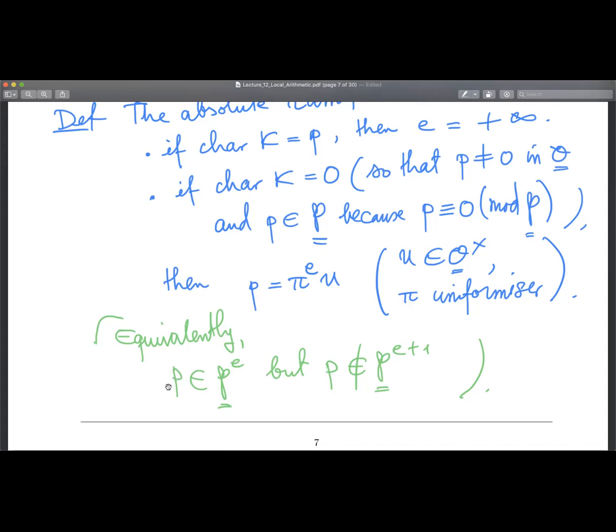So the number p will belong to some power of the prime ideal, the eth power, but not to the next one. For some e, there is going to be a unique e such that p belongs to P^e but not to P^(e+1). The existence of little e follows from the fact that p is different from 0. It cannot belong to all powers of the prime ideal P, because the intersection of all powers of this ideal P is actually 0.